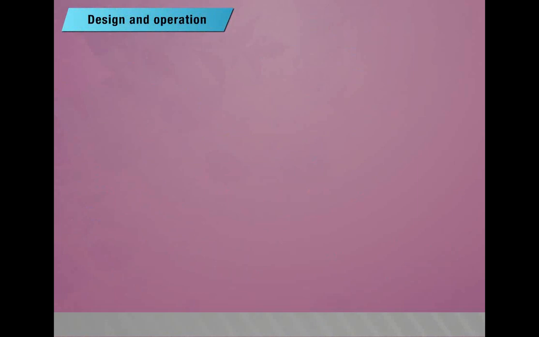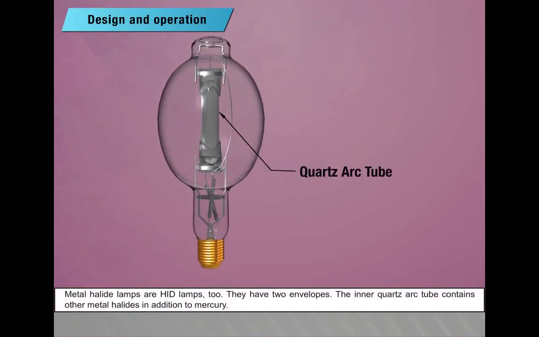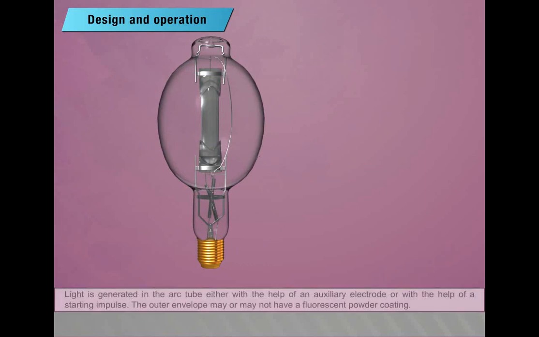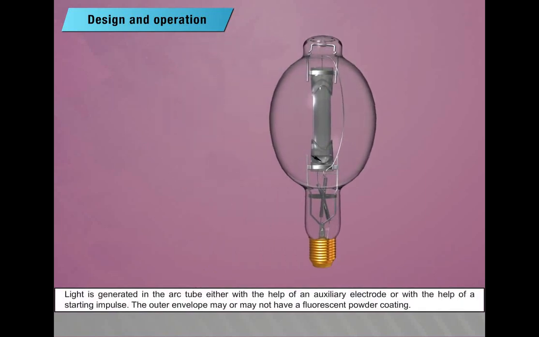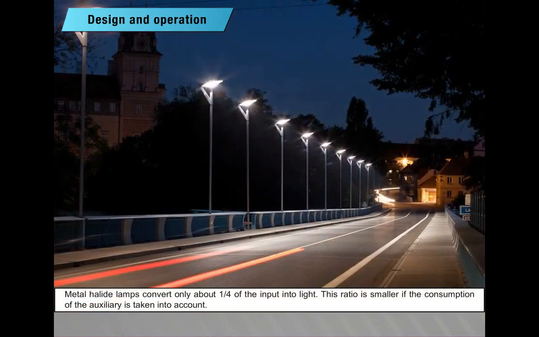Design and operation. Metal halide lamps are HID lamps too. They have two envelopes. The inner quartz arc tube contains other metal halides in addition to mercury. Light is generated in the arc tube either with the help of an auxiliary electrode or with the help of a starting impulse. The outer envelope may or may not have a fluorescent powder coating. Metal halide lamps convert only about 1/4 of the input into light. This ratio is smaller if the consumption of the auxiliary is taken into account.